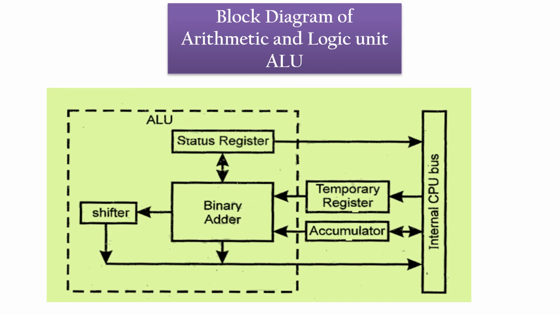So let us see, the next topic is the block diagram of ALU, that is arithmetic logic unit. It consists of a status register, binary adder, and the shifter. But sometimes the accumulator and temporary register are also considered part of the arithmetic and logic unit. And here we are seeing the internal CPU bus. The arithmetic and logic unit is an 8-bit unit.